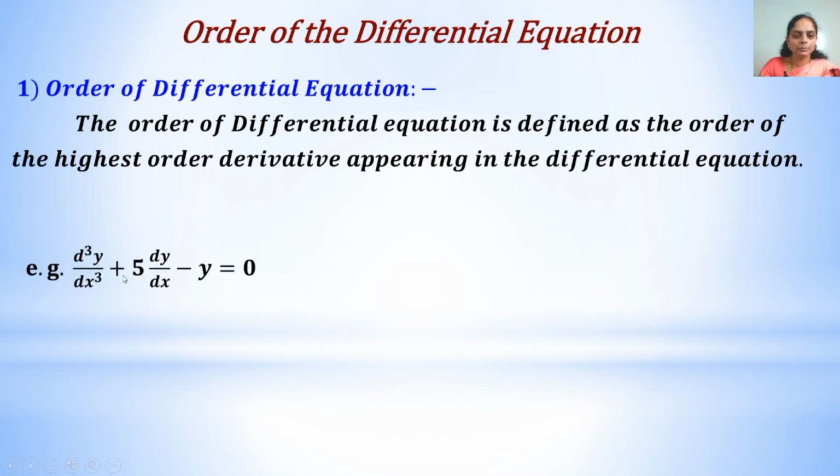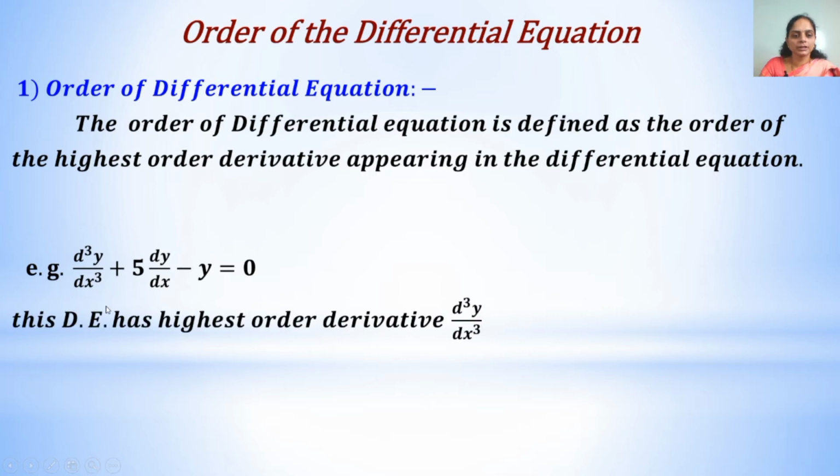d3y by dx cube plus 5 dy by dx minus y is equal to 0. In this differential equation, there are two derivative terms. First is d3y by dx cube and second is dy by dx, and between these two derivatives, the highest order derivative is d3y by dx cube. So, the order of the differential equation is 3.